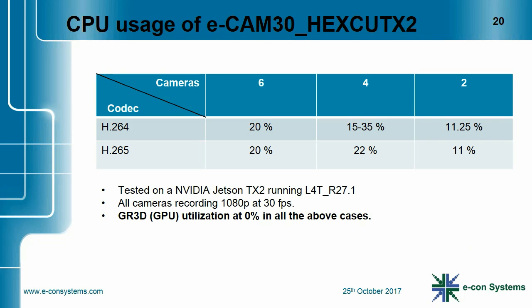We have also run some test cases using the eCam30 HexCU TX2, and we noted down the CPU as well as GPU usage of the TX2 processor when recording 1080p 30 H.264 or H.265 streams. So when 6 cameras were used to stream 1080p and recording was done using the H.264 codec, we noticed that the CPU usage was around 20%, but the GPU was always at 0%. So any deep learning or AI application can be run in parallel along with the encoding and streaming process.